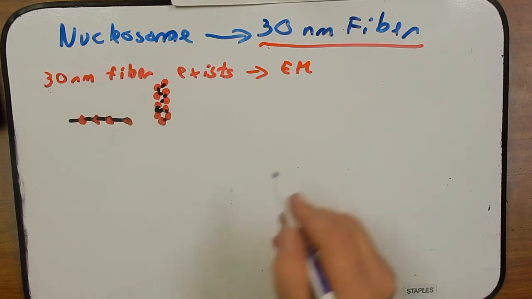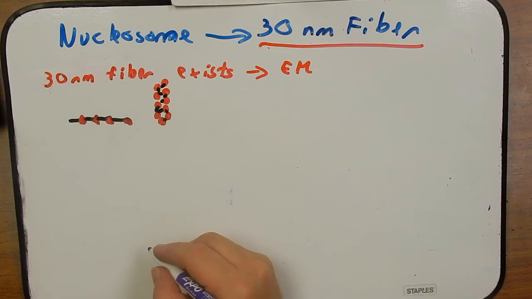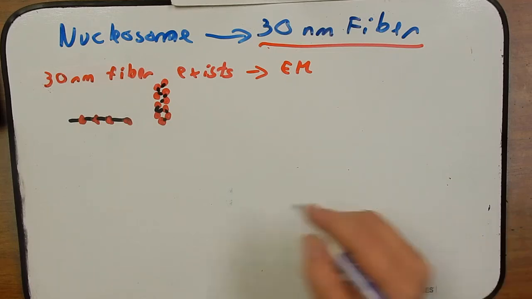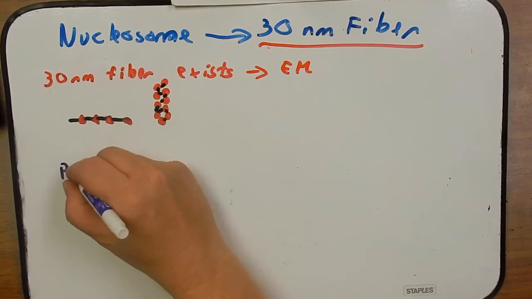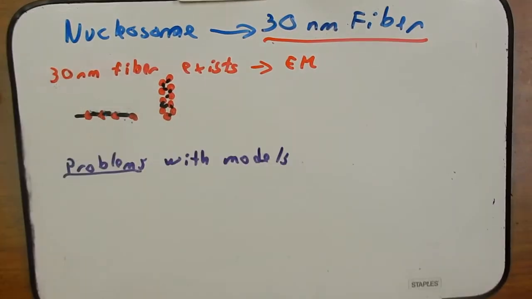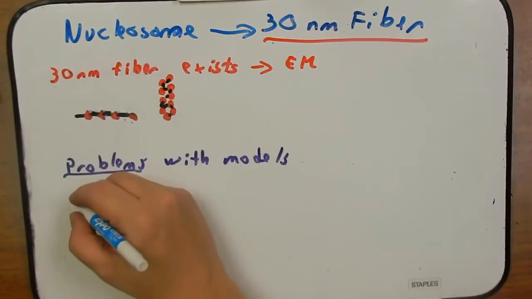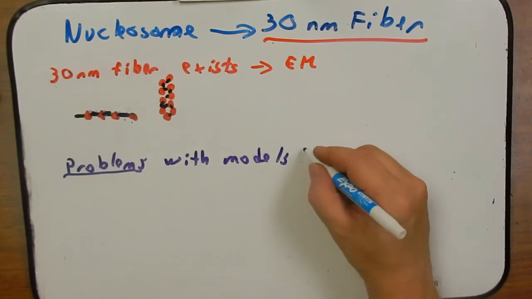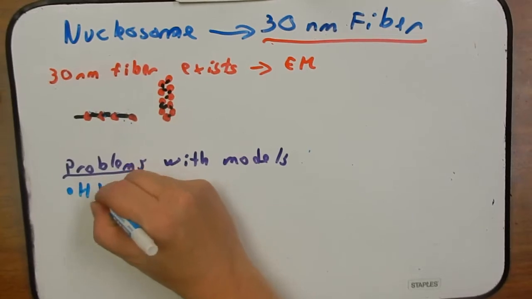There are a few models that suggest how they form. Your book talks about some models that have been proposed on how the 30 nanometer fiber forms. However, there are some problems with the model. Now, even though I don't want you to know the specific models, what I do want you to know are the problems with these models. And the problems are all associated with the H1 histone.